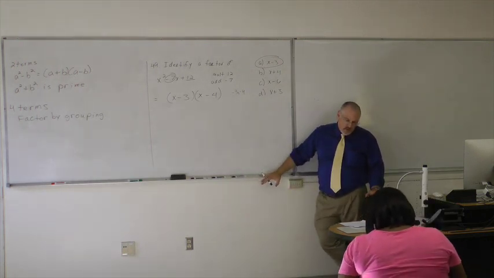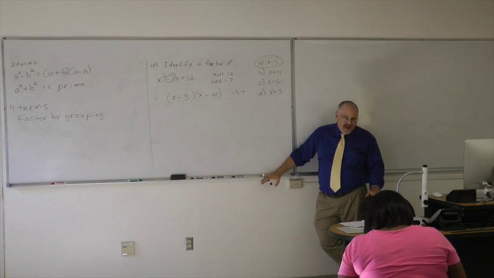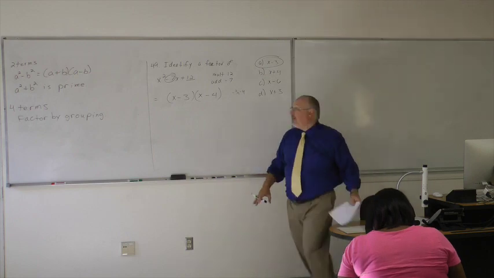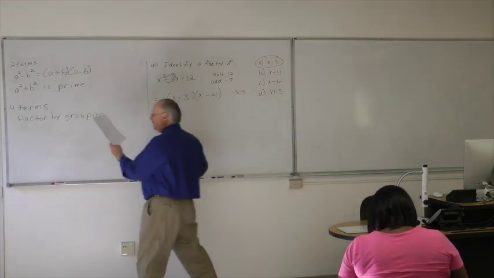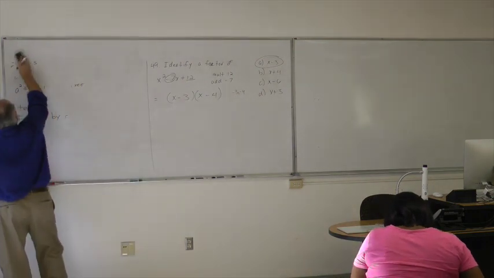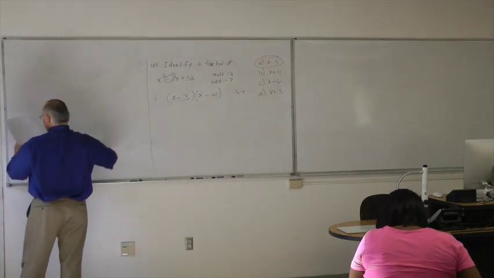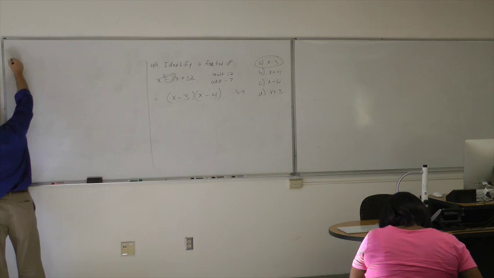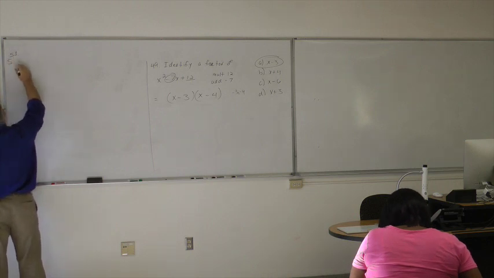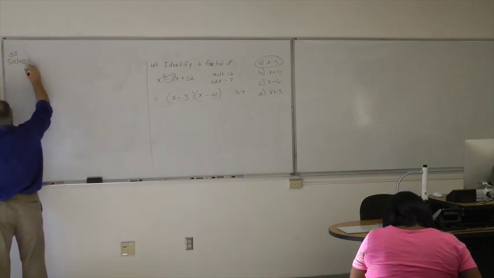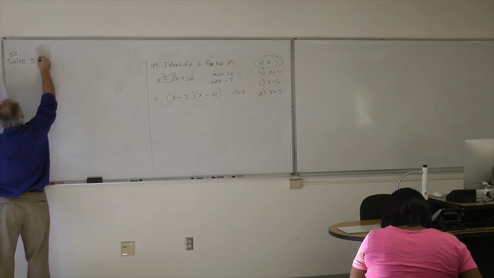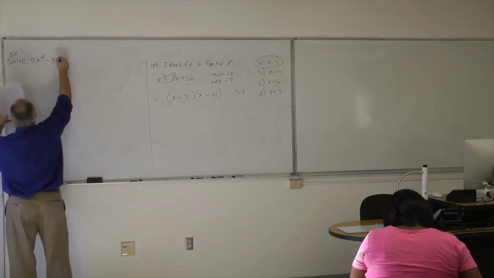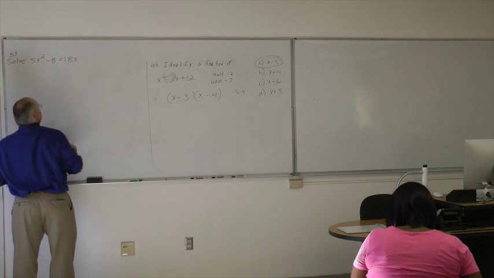All right, any other questions on factoring or solving quadratic equations? Number 53? I think 53 is a good one for us to work on. That's got a little bit of everything that you need to know here. So 53, we're going to solve 5x squared minus 8 equals 18x.